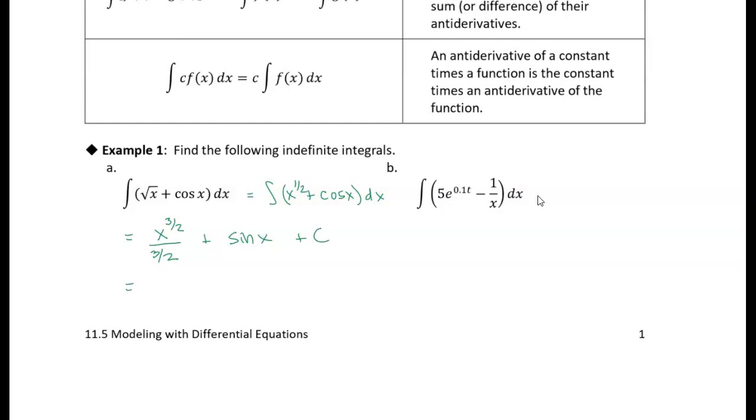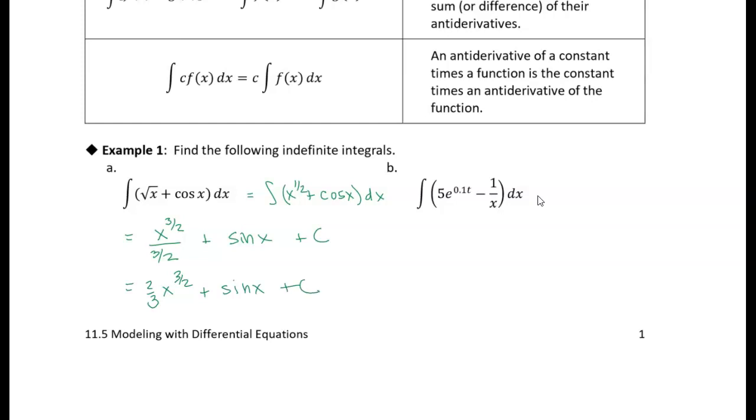Now, when you have this reciprocal of 3/2, you end up with 2/3. So sometimes I skip the step where I put the 3/2 in the denominator, and I just take the reciprocal. So essentially, it's the reciprocal of n plus 1. But you could also write this solution as 2/3 x to the 3/2 plus sine of x plus c.